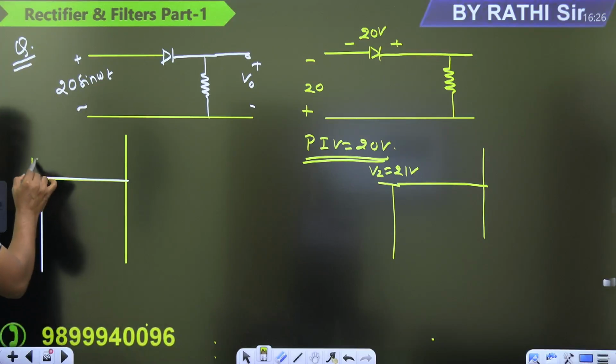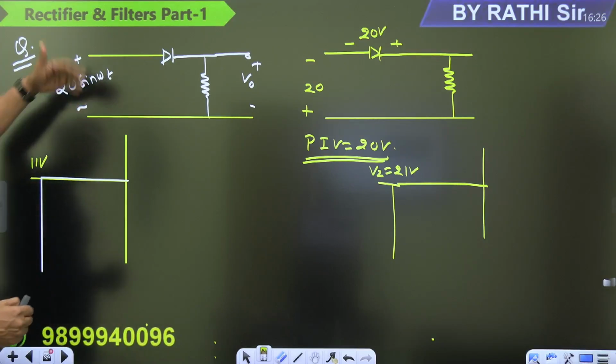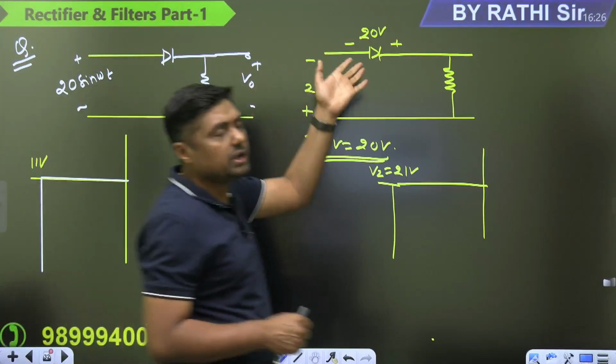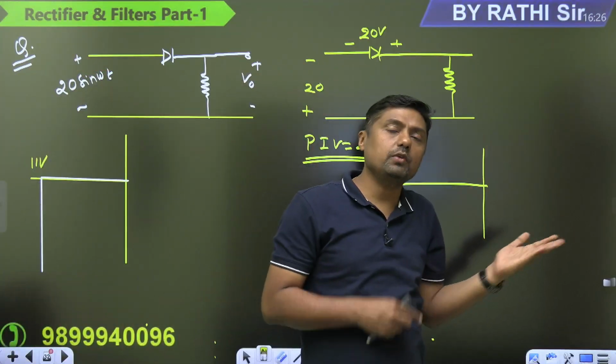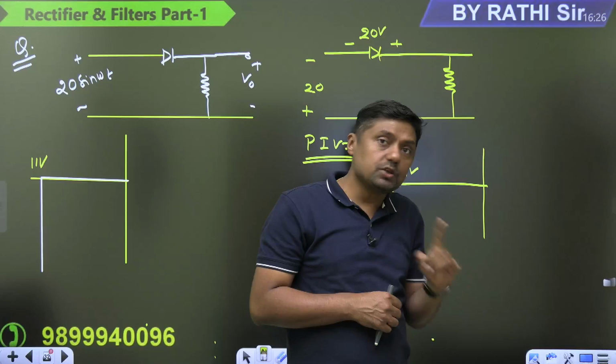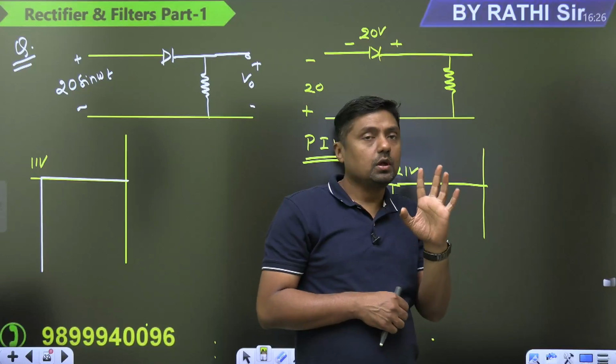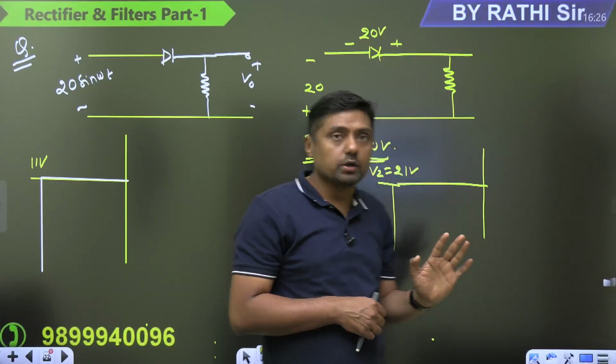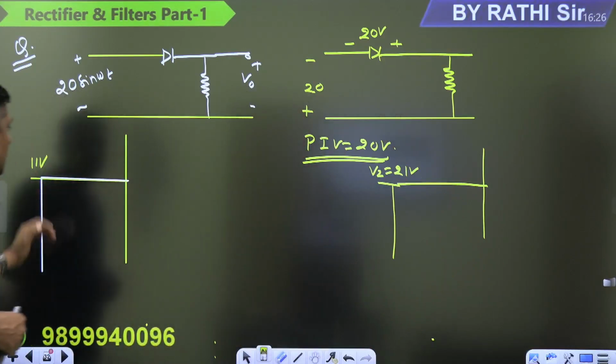Why? The breakdown voltage is 11 volt, and what is appearing? 20 volt. It will break down. It will allow the current in the reverse direction, and we are getting the output. But when it is reverse bias, there should be no output. During reverse bias, we want no output, but it will break down and allow the current.